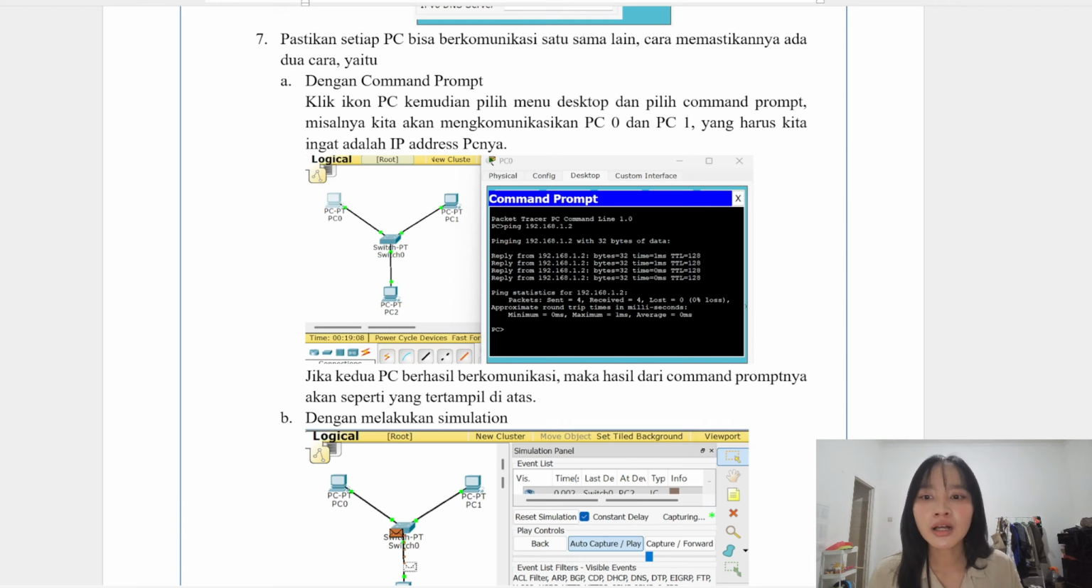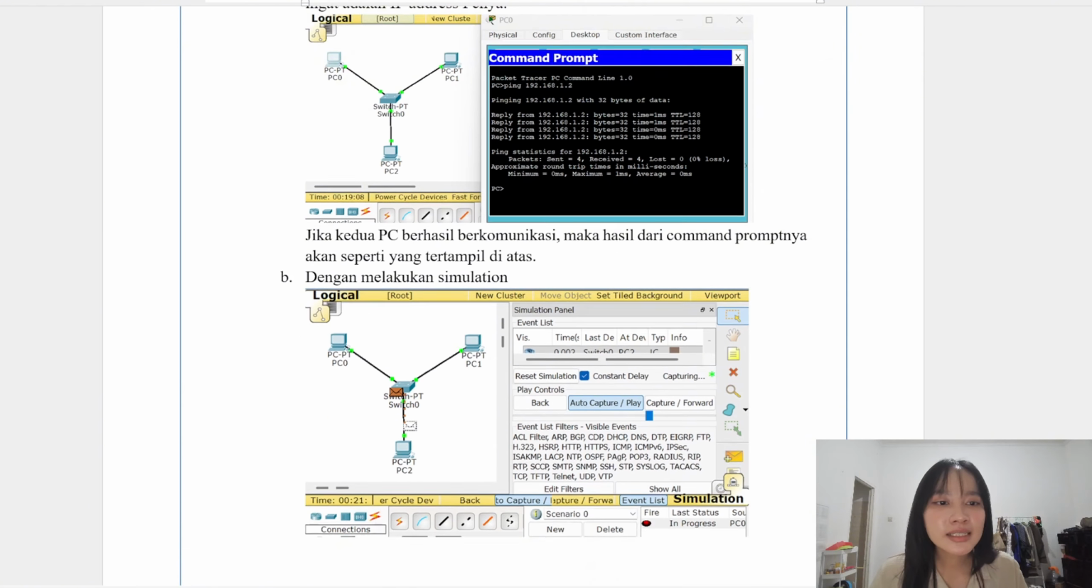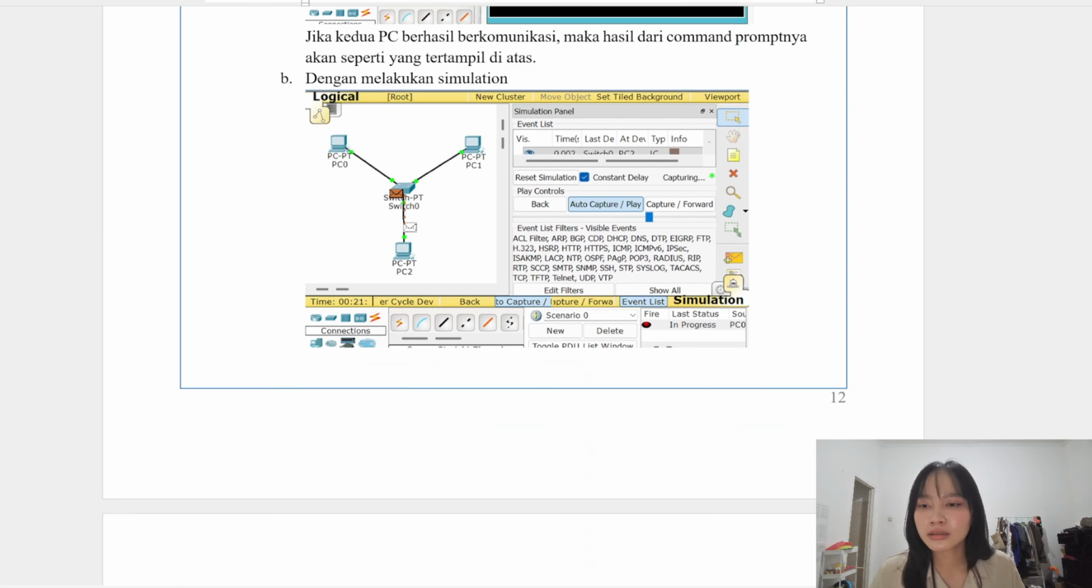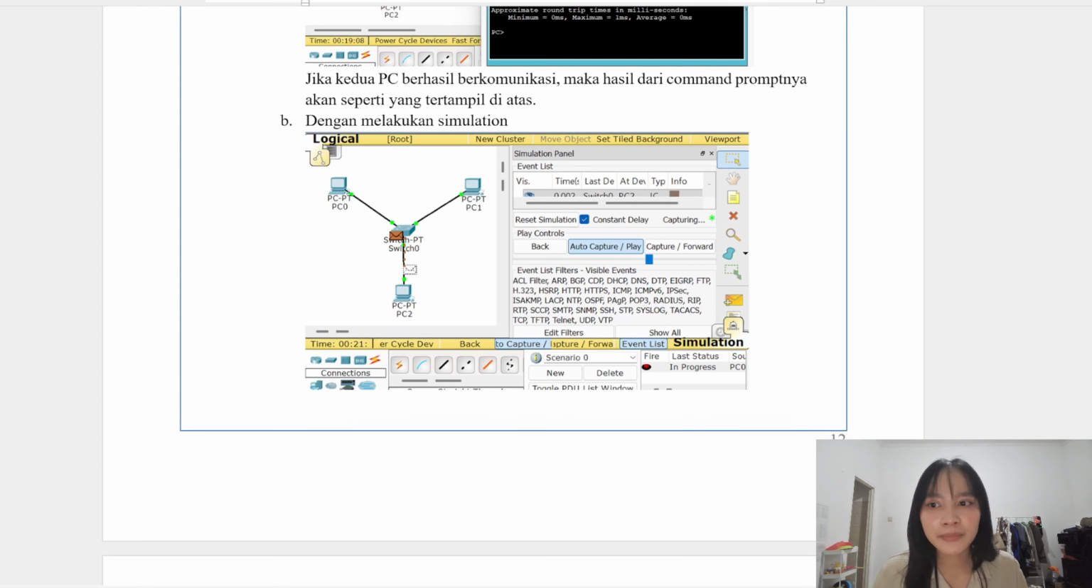For example, if we want to communicate between PC0 and PC1, we need to remember their IP address because we communicate with IP address. And the second step is by performing a simulation. If the simulation is successful, a check mark will appear when the message returns to the sender device.